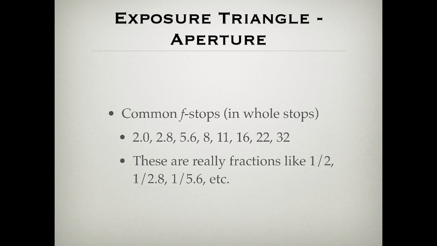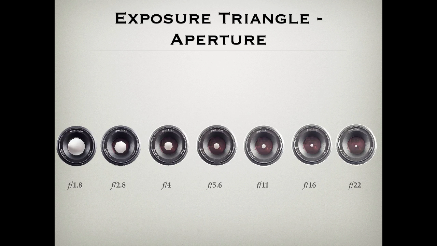On more expensive lenses, you'll see an f4, which I just noticed I left out here. It's 2.0, 2.8, 4, 5.6, 8, 11, 16, 22, and 32. You'll see an f4, which is constant across the zoom, or f2.8. Those are going to be more expensive lenses. They have better glass.